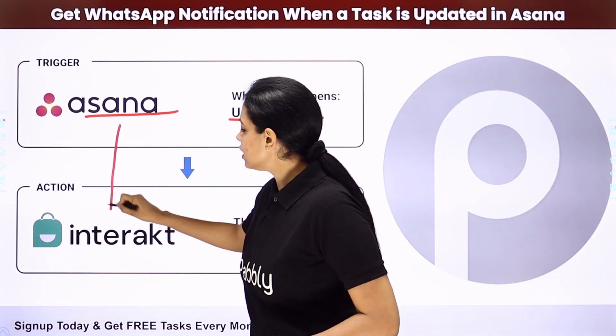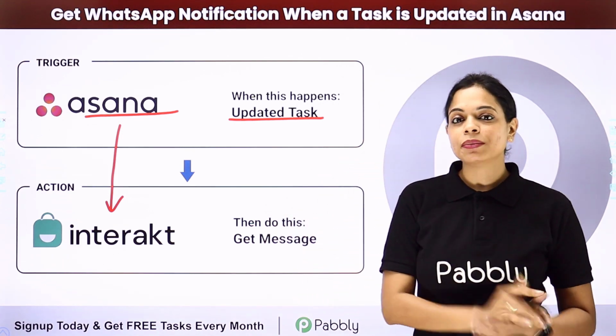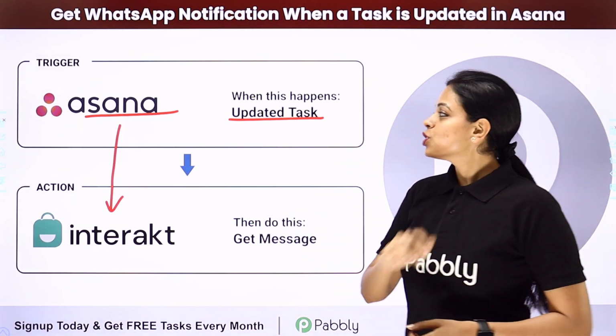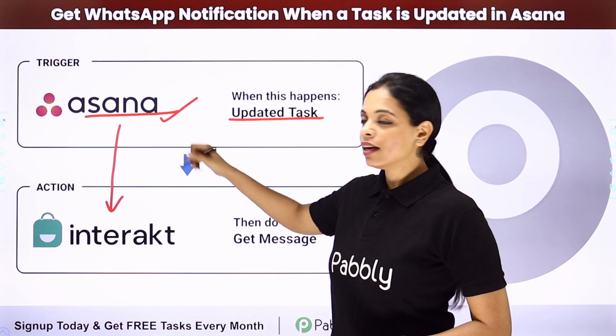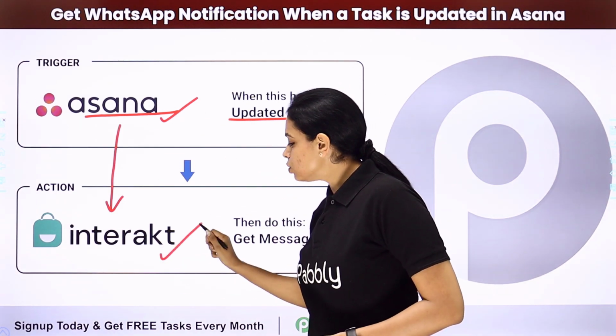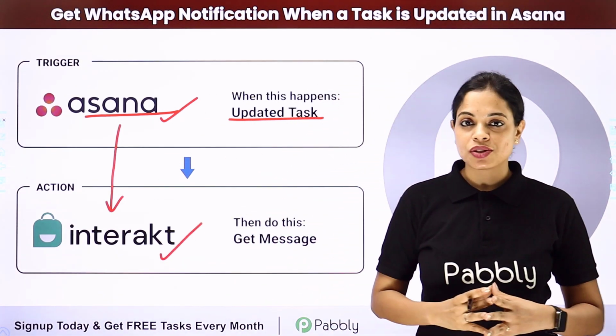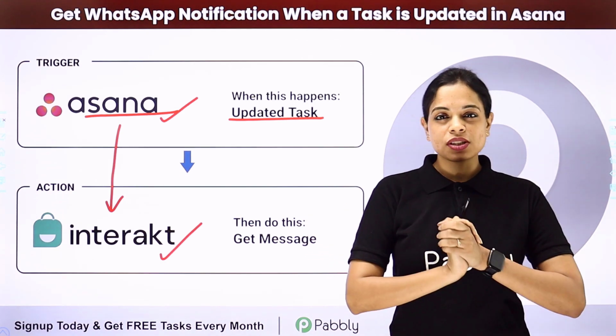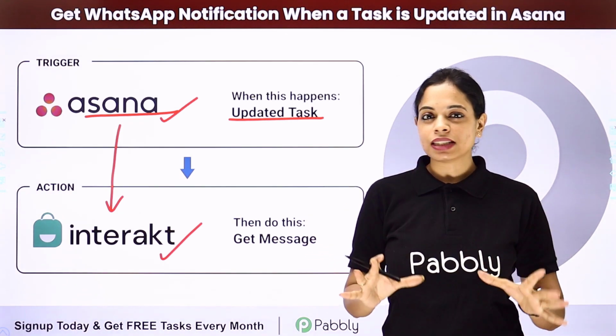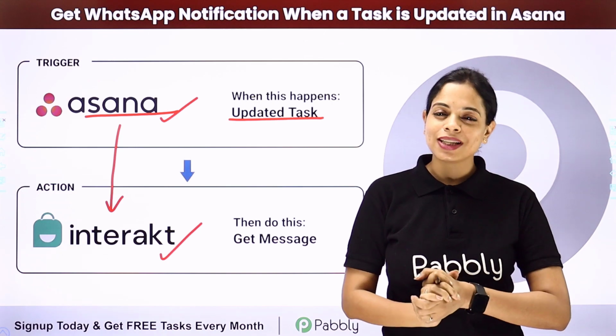For this, we will have to integrate the two applications, and the same thing can be done using Pabbly Connect software. So here your trigger application will be Asana and your action application is Interact, that helps you in sending WhatsApp messages. Now, how can you integrate and automate this entire process yourself? To understand that, let me take you to my screen.